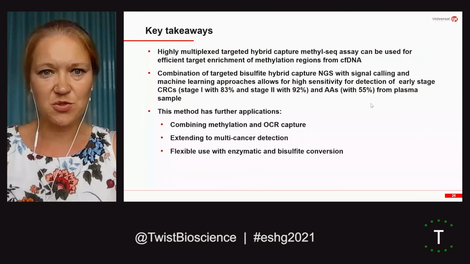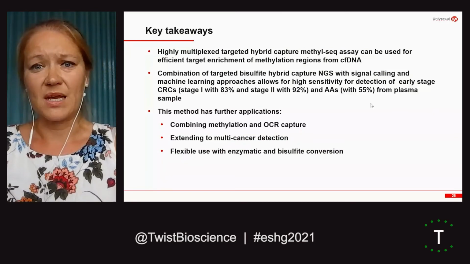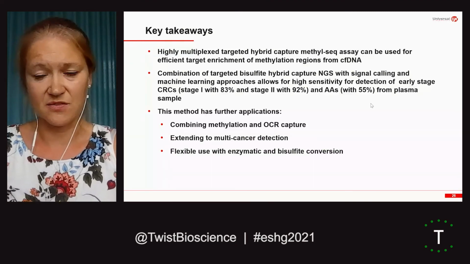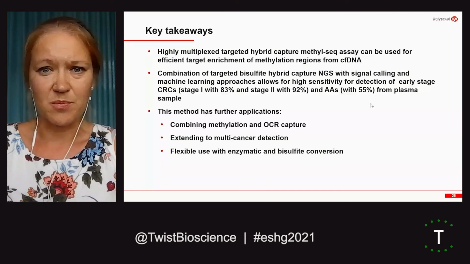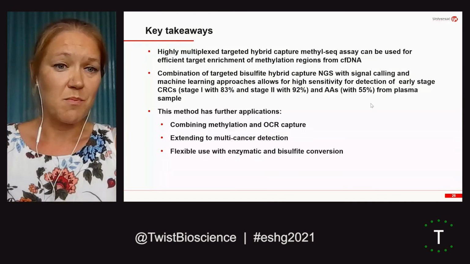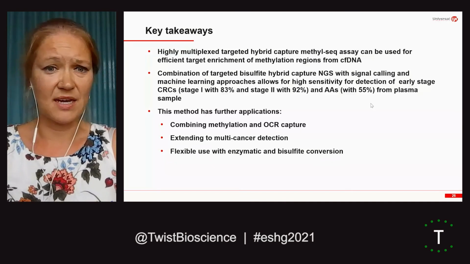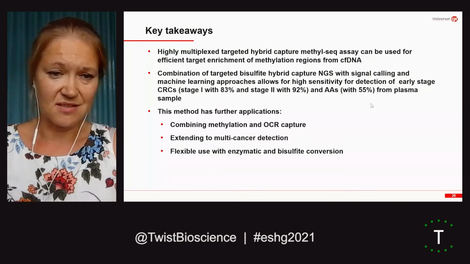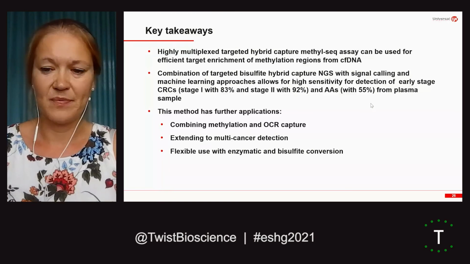So the key takeaways here are that the highly multiplexed targeted hybrid capture methylation analysis can be used for efficient enrichment of the targets on cell-free DNA. Combining this with signal calling and machine learning approaches, we could achieve really high sensitivity for the early detection of CRC at stage 1, 83%, as well as for advanced adenomas at 55%. And this method can be further expanded into methylation and open chromatin region capture, extended to multi-cancer detection, and it is a flexible method to be used with enzymatic and bisulfite conversion.